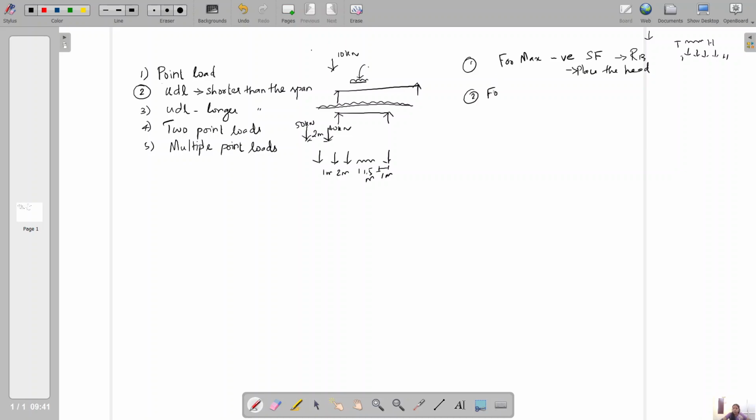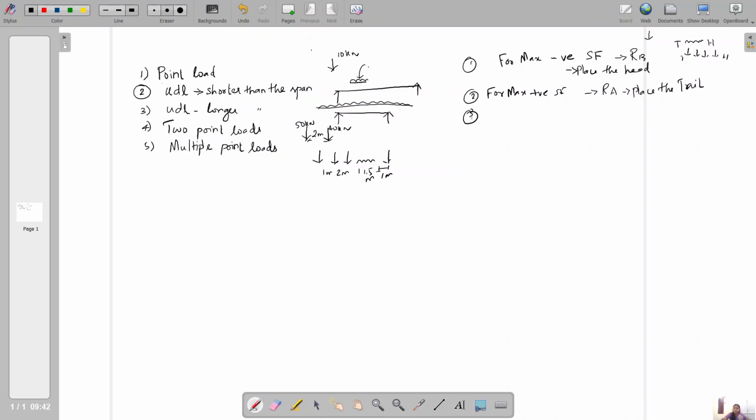For maximum positive shear force, we have to find RA and place the tail of the load. Place the tail of the loading.